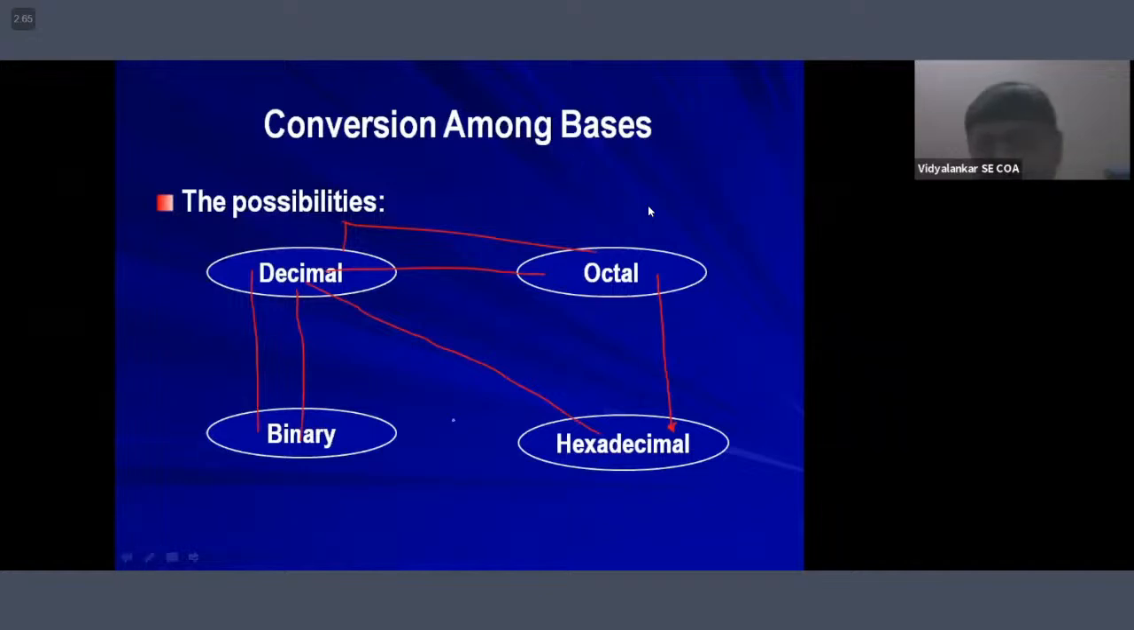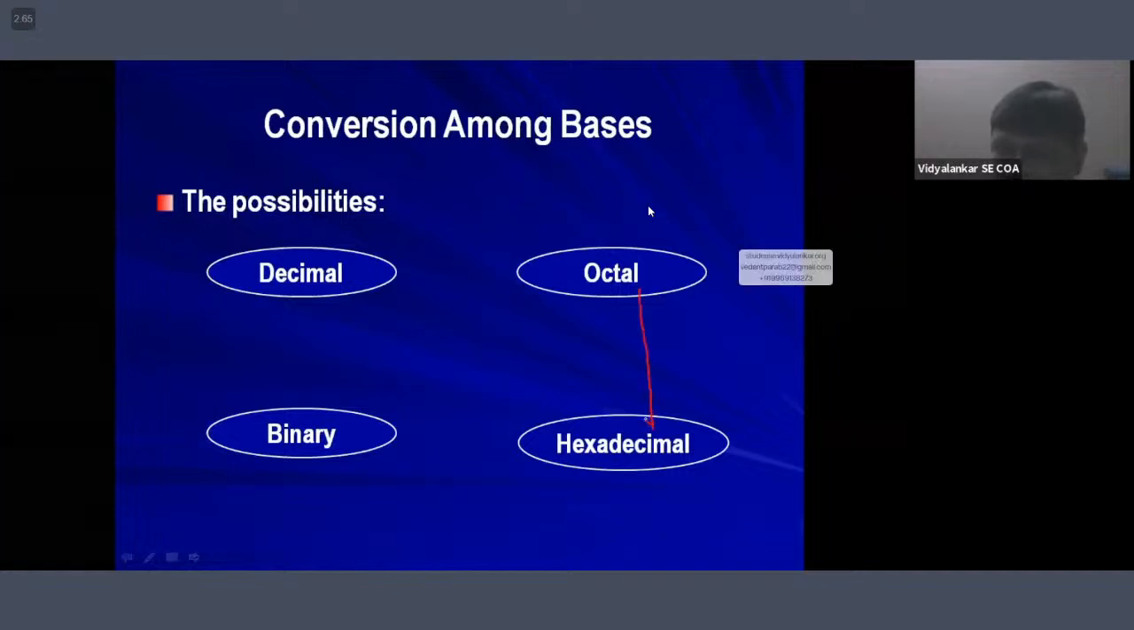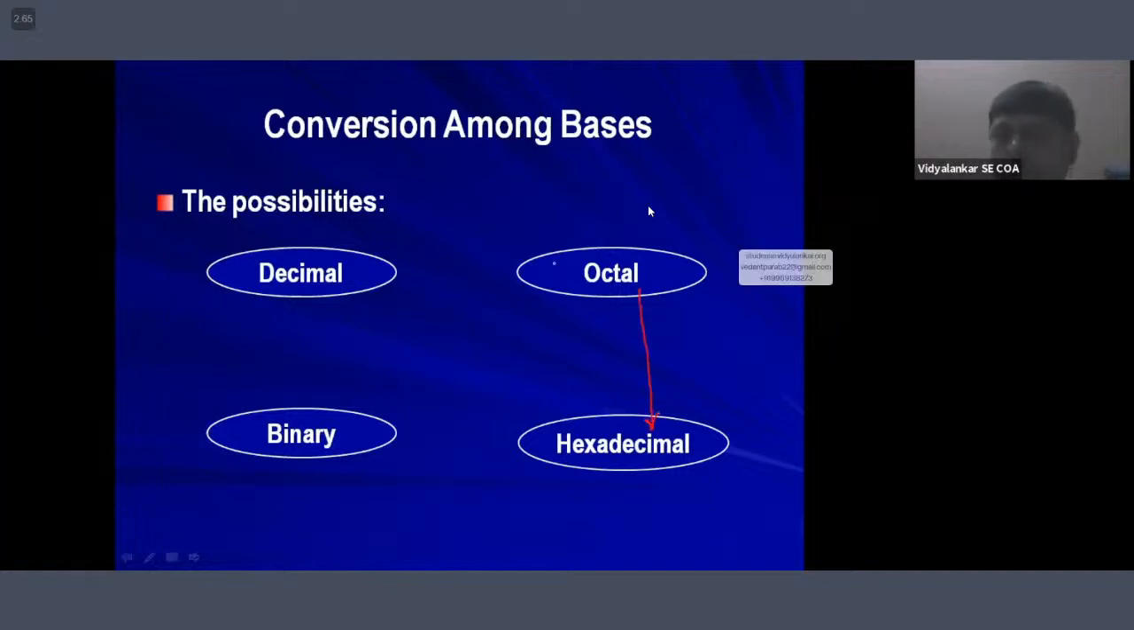Now one will say that I will convert an octal number to hexadecimal, or hexadecimal to octal, through decimal. How? If I want to go this way, observe very carefully what I'm saying. This is the conversion I want to do. I will convert the octal number to a decimal number because I know how to convert octal to decimal, and I will convert the decimal number to hexadecimal because I know how to convert decimal to hexadecimal.